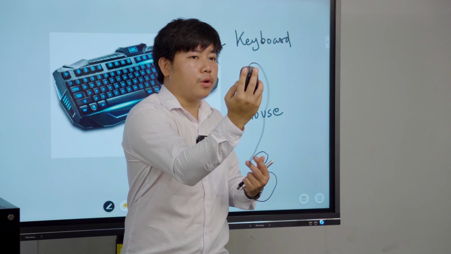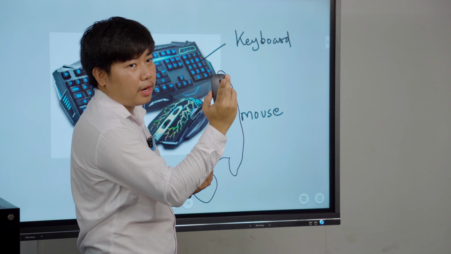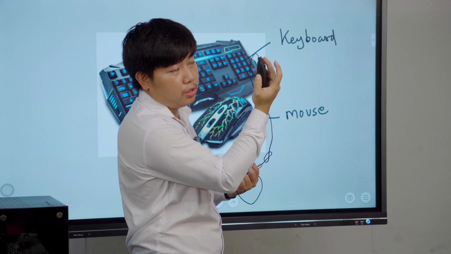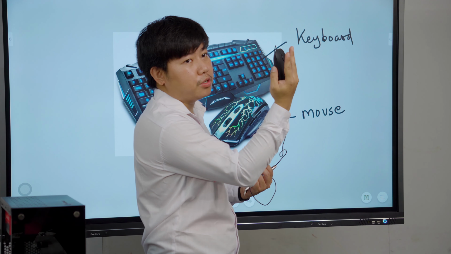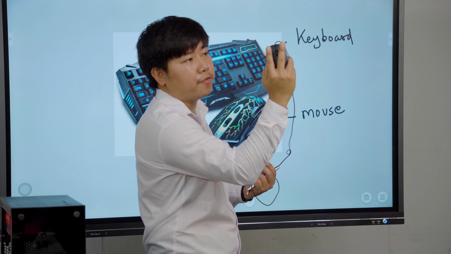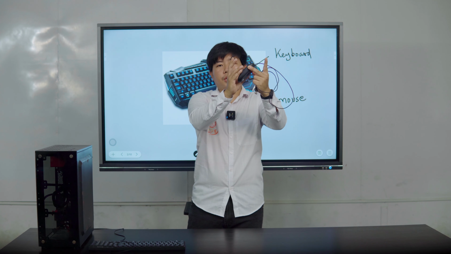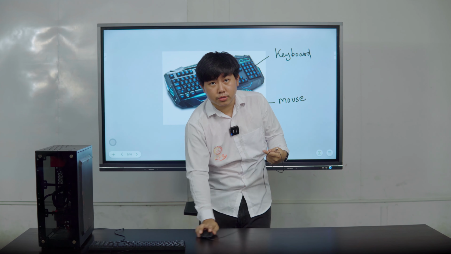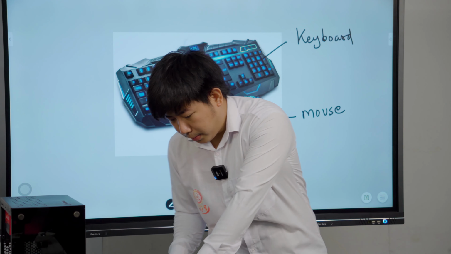So you put your index finger on the left side and your middle finger on the right side, and you rotate this ball with your index finger when required. Usually you rest both of your fingers on the buttons, and the rest of the fingers grab the mouse so that you could precisely move the mouse to your desired location. So that's how you use the mouse.